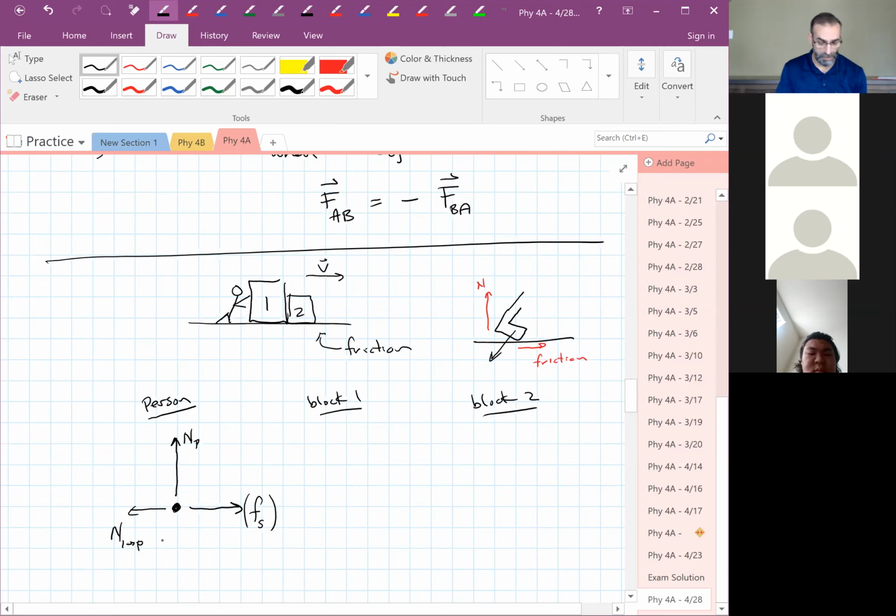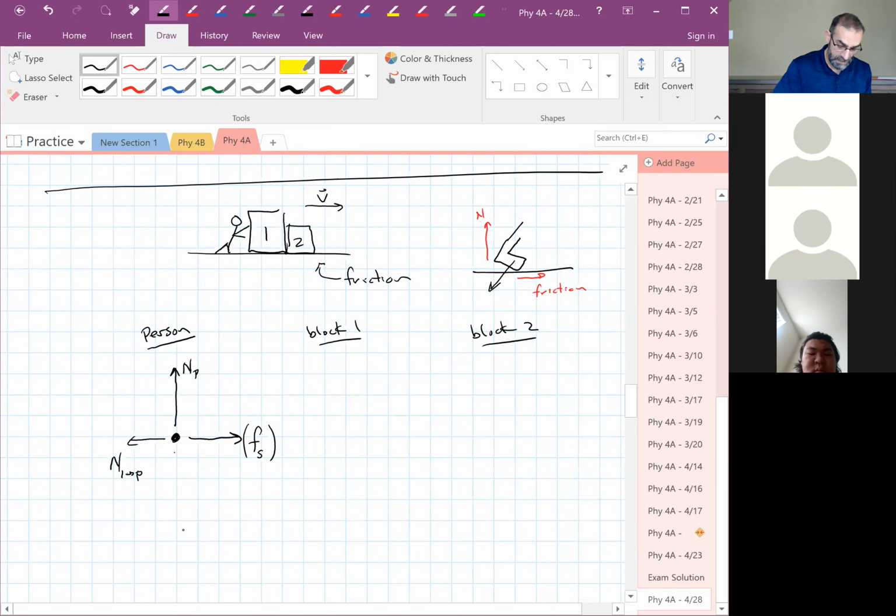I have a lot of normal forces, so I might need to indicate them like this. And that's everything touching our person. What can reach in from a distance? Gravity. So F sub G on the person.